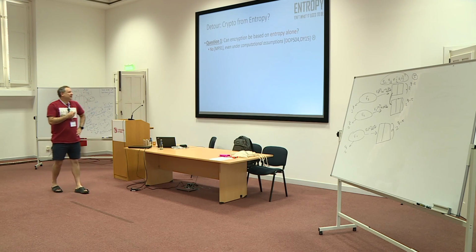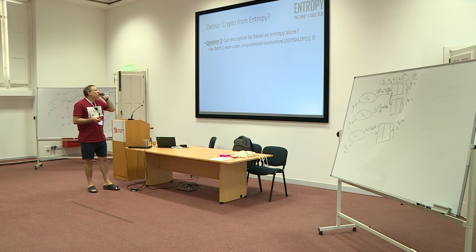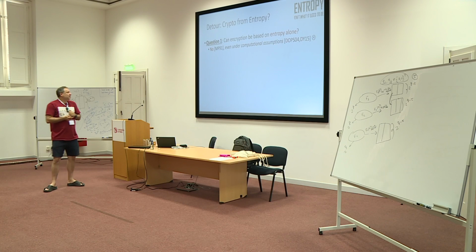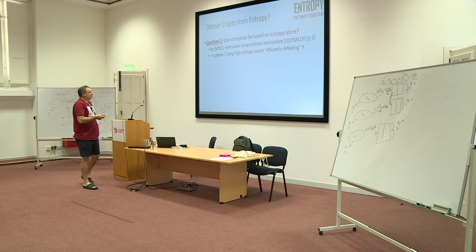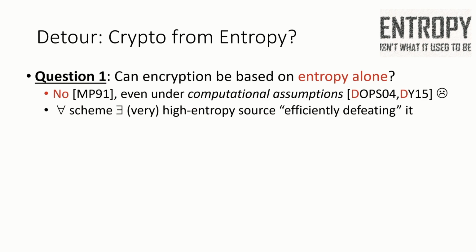And what we showed, this was one of my early papers when I started to get interested in the field, is that we significantly strengthened this paper of McInnes and Pinkas in several papers at FOCS 2004 and Crypto 15. Even if you're willing to make computational assumptions, you can assume whatever you want computationally, in this level of generality, entropy alone is not enough to build, let's say, encryption. Roughly speaking, the format of this kind of counterexample is that for any scheme, no matter what computational assumptions you make, there is some very high entropy source which efficiently defeats it. The source would even be efficiently sampleable and so on.